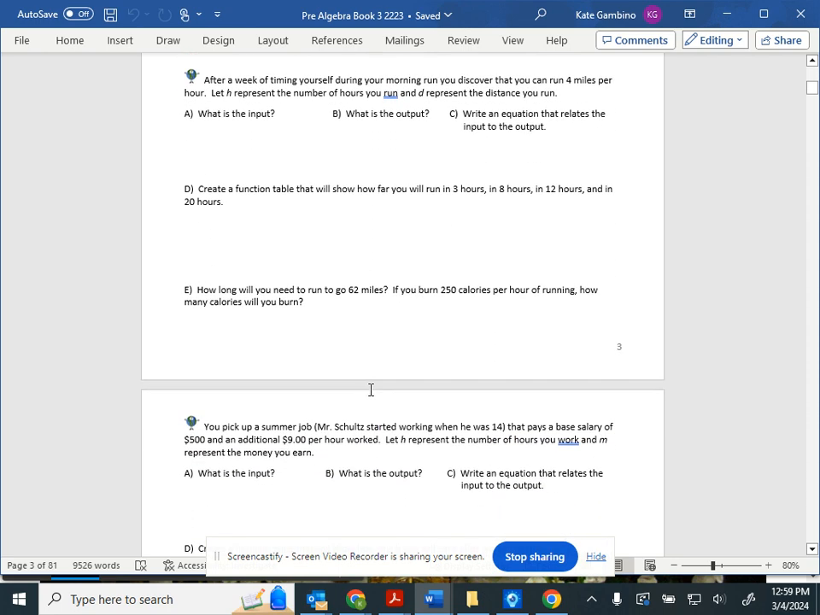Let's look at the rest of this page. After a week of timing yourself during your morning run, you discover that you can run 4 miles per hour. Let H represent the number of hours you run, and D represents the distance you run. So we've worked with function tables before. Now we're creating the rules to those function tables. So A, what is that input going to be?